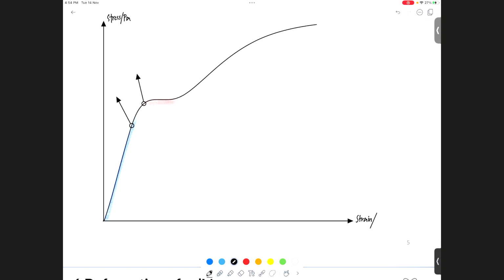Till A or B? Yeah. Why? Correct. So till point A, is the material proportional? Yes. Is the material elastic? Yes. And isn't that the criteria for Hooke's law? So the material obeys Hooke's law till this point.